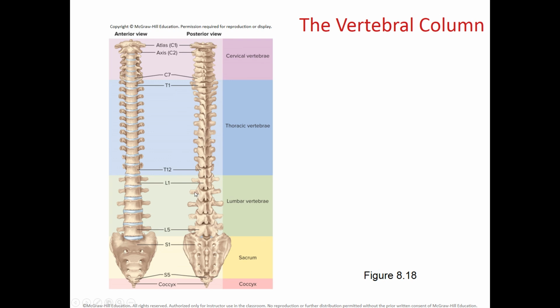Now in the lower back, we have the lumbar vertebrae, 5 of them, L1 through L5, and they are the strongest individual vertebrae that we have. In between the cervical, thoracic, and lumbar vertebrae, we have the disc that we already talked about. And then we have the 5 fused sacral vertebrae named S1 through S5, and then the coccygeals, which are 4 fused vertebrae.